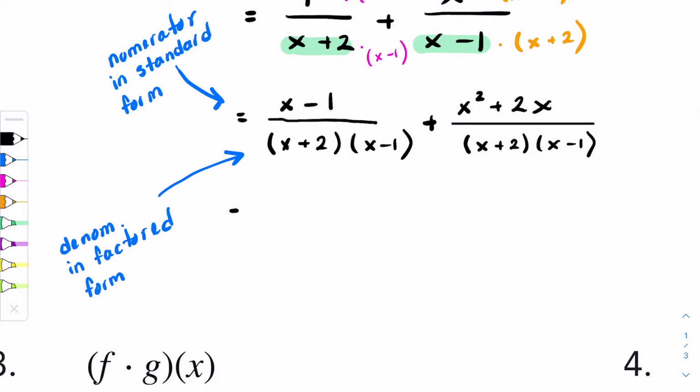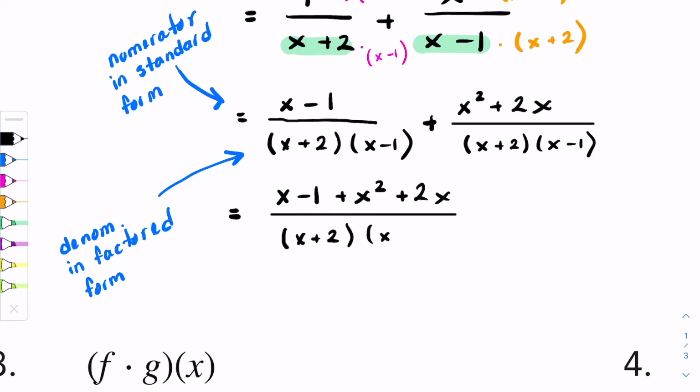Now that we have both of our fractions with the same denominator of x plus 2 times x minus 1, I can add these expressions together. And when you add fractions, you only add the numerator. My numerator becomes x minus 1 plus x squared plus 2x. And my denominator remains the same. That's why we found a common denominator. So it's x plus 2 times x minus 1.